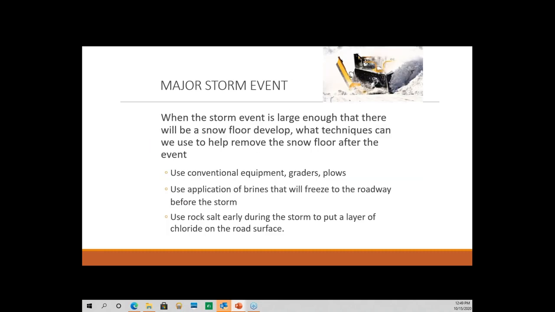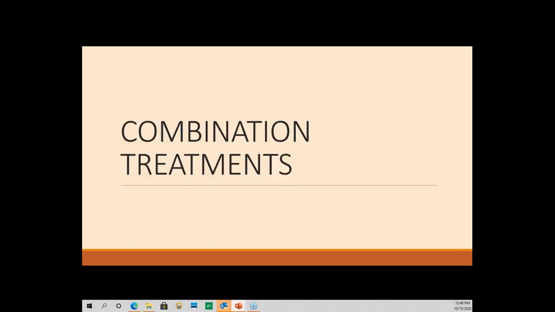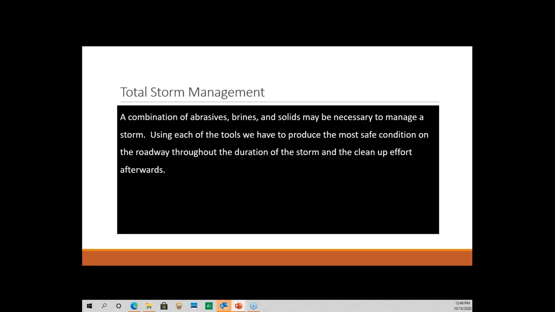I want to skip down through this a little bit. Combinations of treatments, the combinations of abrasive, brines, and solids may be necessary to manage the storm. So like I've said a couple of times, come in, apply a brine before the beginning of the snow, then take a look at applying a pre-wetted salt or a pre-wetted aggregate as the snow develops. But you want to make sure that you're allowing that salt or that chemical to work. Give it some time, let it work, and once the snow stays kind of loosened up, then you can plow off that loose snow.